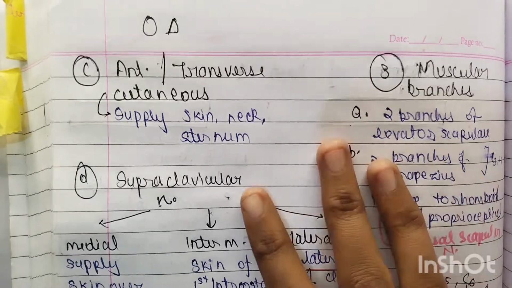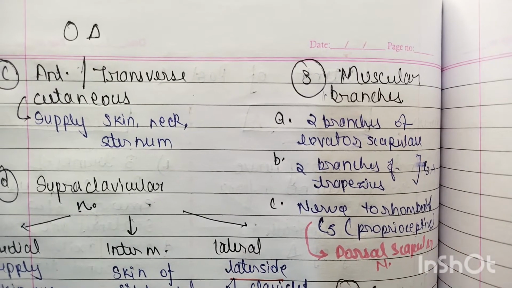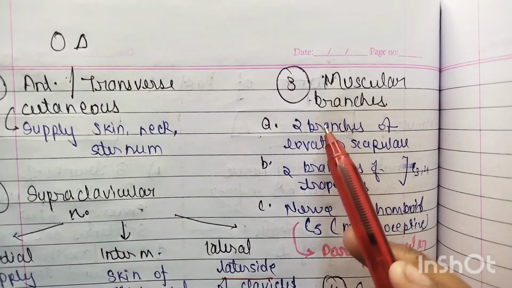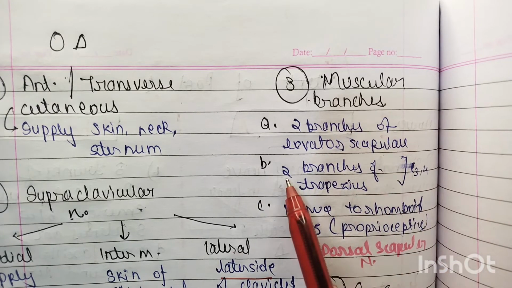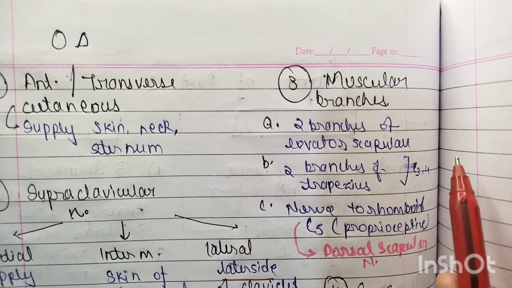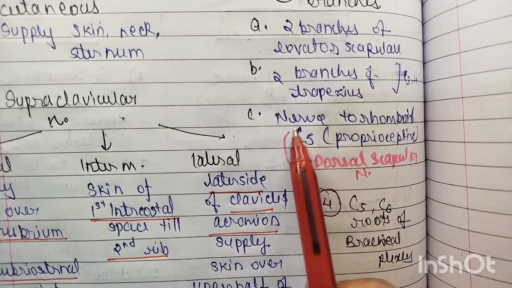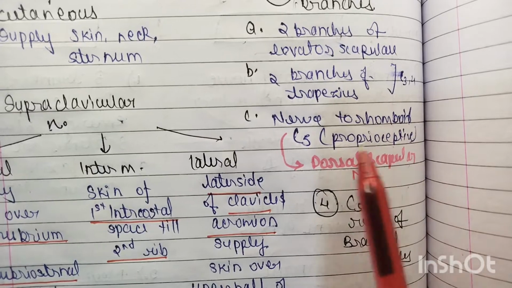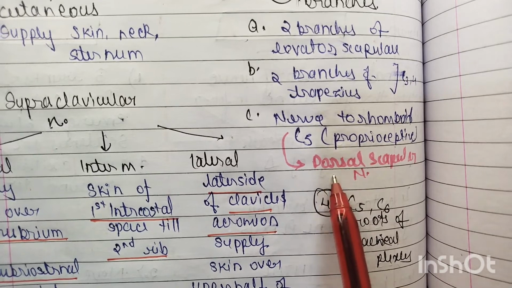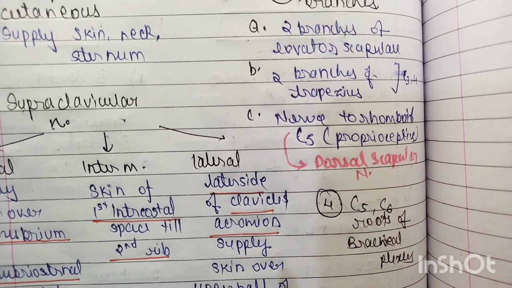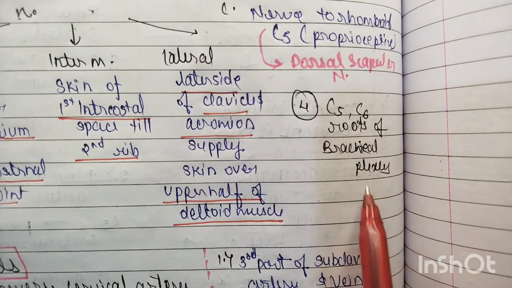Now we are going to see the third, the muscular branches. In muscular branches you have three things which you have to remember. First, there are two small branches to levator scapulae, then two small branches to trapezius, both of them from C3 and C4. And also you have the third thing which is very important, called the nerve to rhomboids. This nerve to rhomboids is proprioceptive and it is from C5, and it is also called the dorsal scapular nerve. And the fourth and last is the C5 and C6 roots of the brachial plexus.